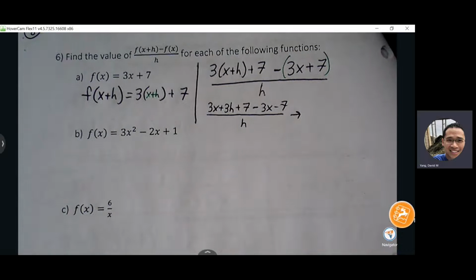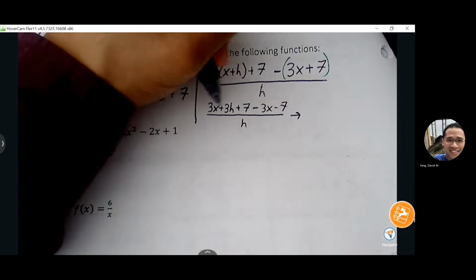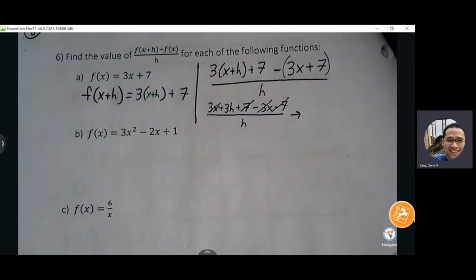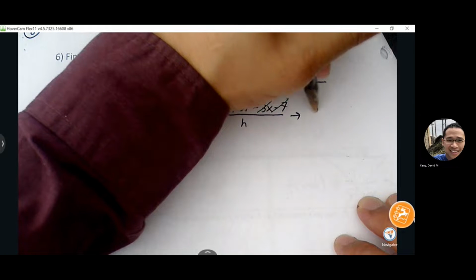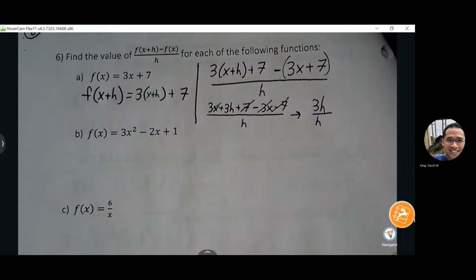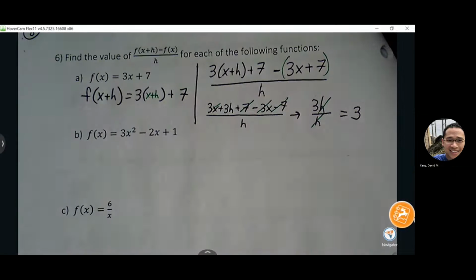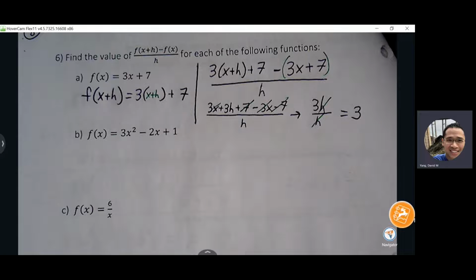Okay, combine like terms. The 3x's go away, 7 and negative 7 go away. Three h over h. Now the h's can easily be reduced. I'm just left with 3. Any questions with that process?